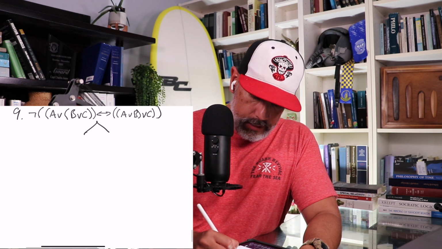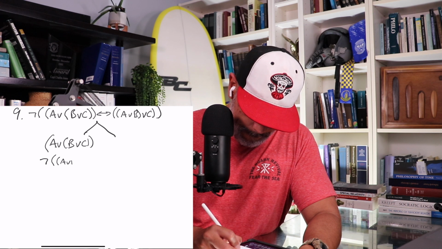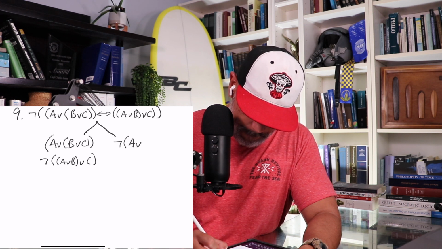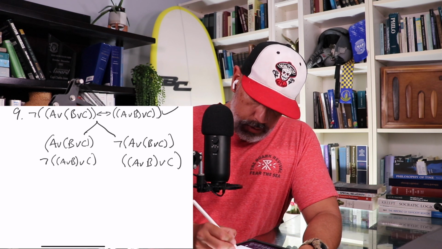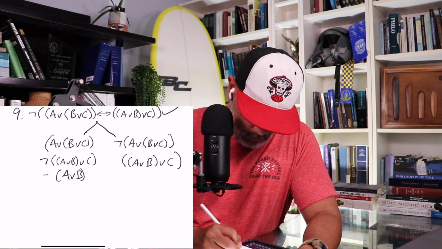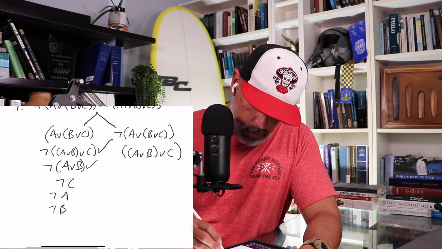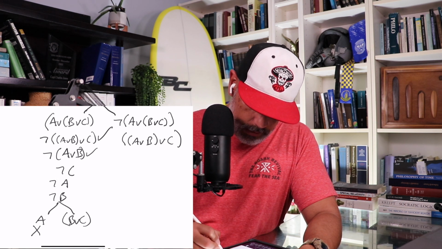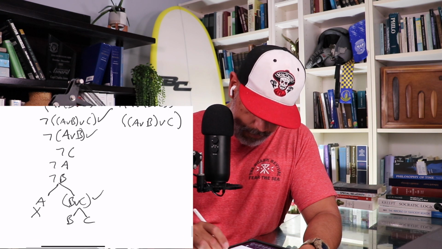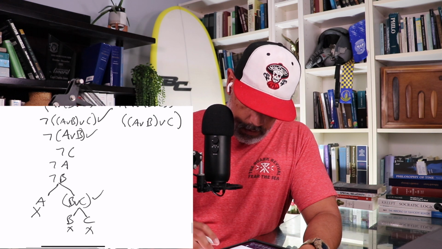Okay, negation of a biconditional. Okay, we'll do the negations of those disjunctions first. Negation of the A or B, and then disjunctions. A and not A cancel out. I forgot that. B and not B, C and not C, those are all closed.